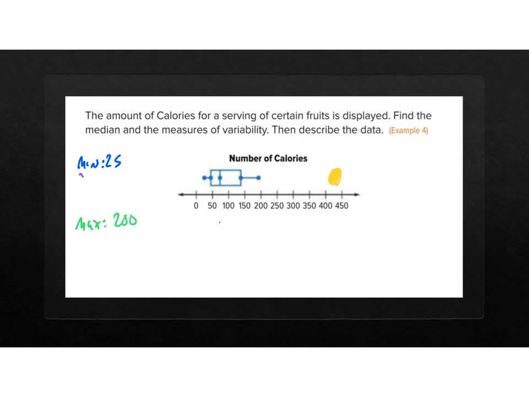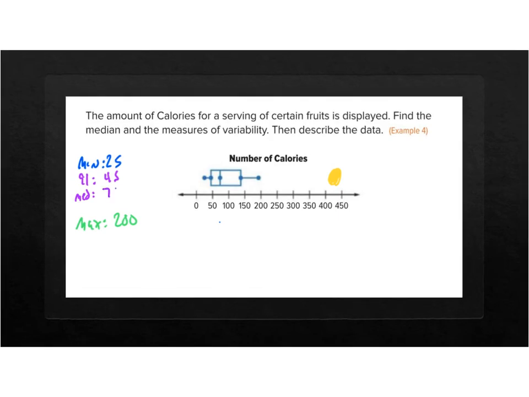Quartile 1 is, let's say, oh, that's not 50. Let's say 45. The median, or the middle 50, is, say, 70. Again, we're just guesstimating. And quartile 3 is right around probably 140. Again, this is our 5-number summary.